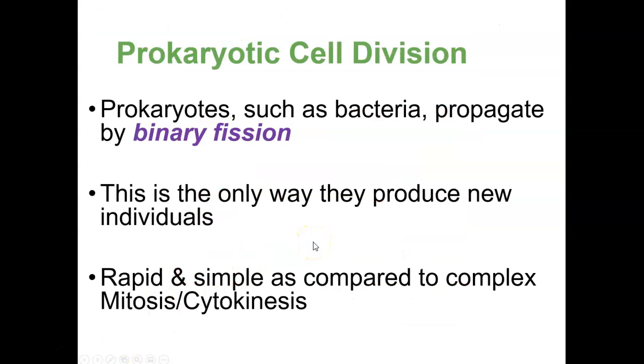Okay, so far we've been talking just about eukaryotic cells. I want to take just a couple of slides and talk about prokaryotic cells. These are bacteria. Prokaryotes, like bacteria, go through a division step called binary fission. Binary fission is much more simple than mitosis and cytokinesis. This is the only way they can produce new individuals. It's very rapid, it's very quick, and it's very simple as compared to mitosis and cytokinesis.